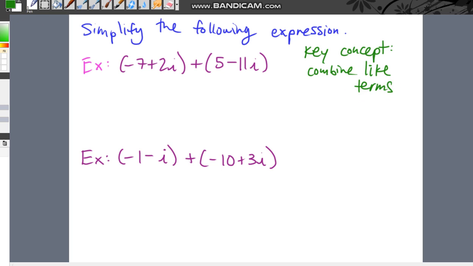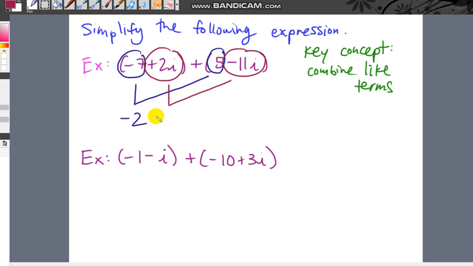Okay, so in order to combine like terms here, what I see is this -7 would pair with this 5. So -7 plus 5 is going to give you -2. Next part, I see that this term is going to pair with this one, this like term. So 2i, positive 2i minus 11i is going to get me a -9i. Okay, and that's all there is to it.